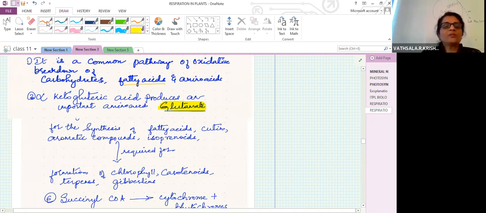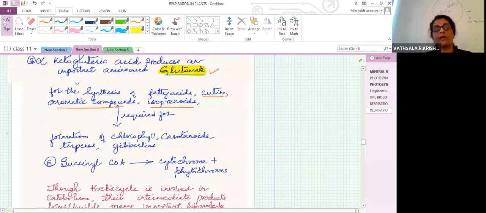So this produces butene, and this produces aromatic compounds, isoprenoids. All these are required for the formation of carotenoids, terpenes, gibberellins. Gibberellin is a phytohormone. So hence it's used to build up some other substances in the body.